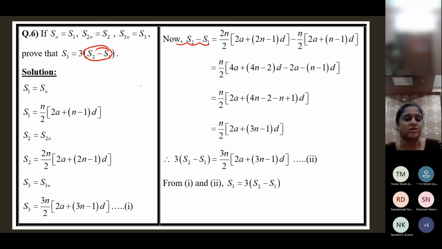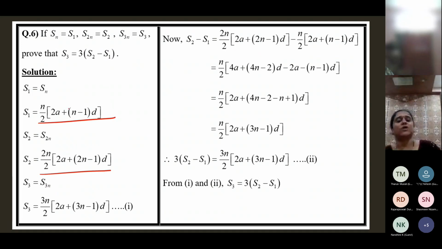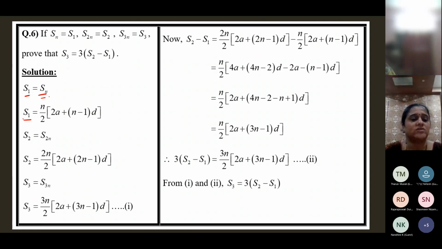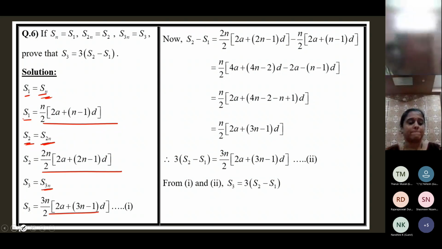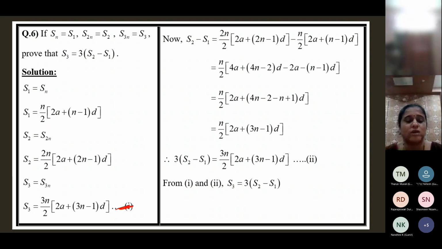See, children, this is S2, this is S1. What did we first do? First, we just worked with the conditions given to us. S1 is Sn. So we wrote S1 using the formula. S2 is S2n. So again, we work this using the formula. Similarly here, sum to 3n terms using the formula. If you don't know, don't mark it as 1 now.